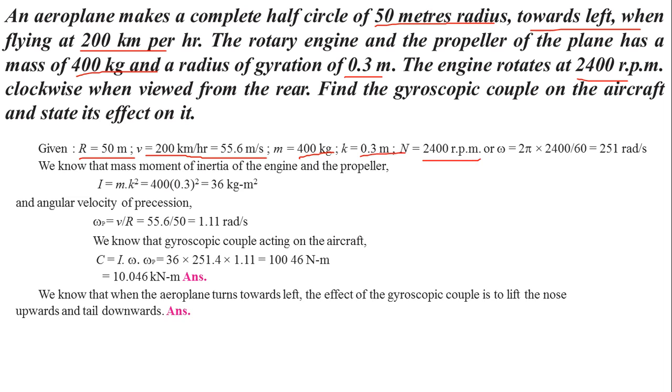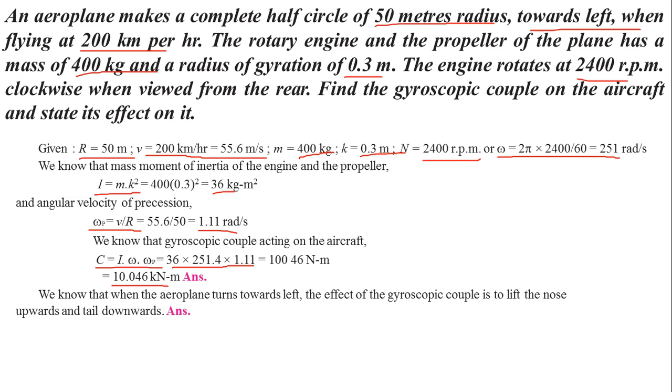When the speed is given, you can calculate omega as 2 pi N by 60. Then you know the moment of inertia can be calculated by m k square, so you get the value of I. Then omega p can be calculated by the formula v by r, that is velocity divided by the radius, so you get it in radians per second. And you know the gyroscopic couple formula: C is equal to I into omega p. So substitute the values of I and omega p, and you get the value of the couple.